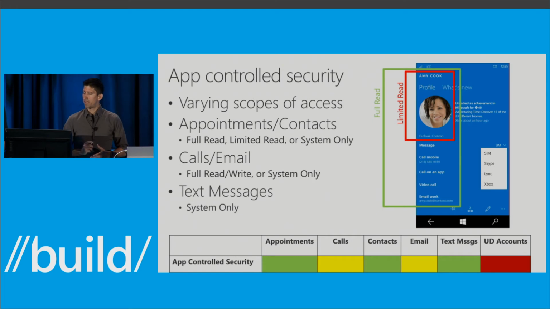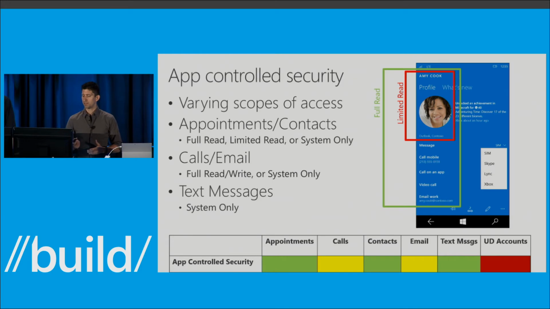Like I just said, we have different amounts of security that are available for you to scope access that other applications have. For appointments and contacts, we have 3 different tiers. We have full read, limited read, and system only. Full read means that other applications are able to read any of the data that you write into the system. You're saying you're comfortable with that. You want other people to be able to show that data and do cool things on top of that data.